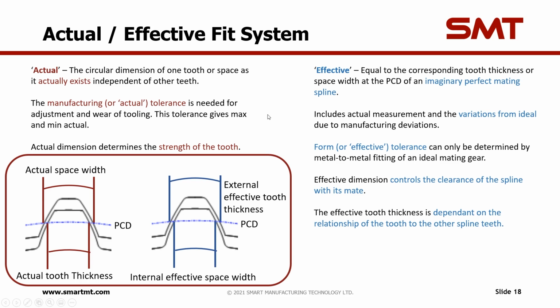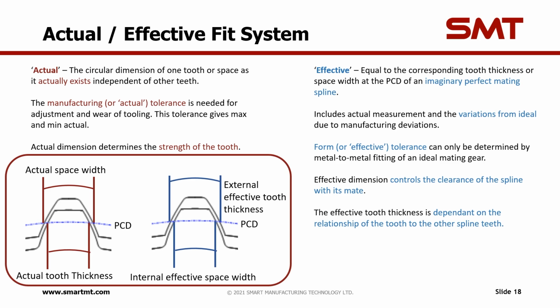Right, so actual and effective fit systems. This is where the confusion sometimes comes in. Starting off looking at the definition of the actual measurements: the actual is the circular dimension of one tooth or space width as it actually exists, independent of the other teeth. This is represented by this red image down at the bottom here. The actual tooth thickness is, as you would expect, at the PCD, the thickness of the tooth as it actually exists. And the actual space width is the same again: at the PCD, the measurement of the actual existing space.